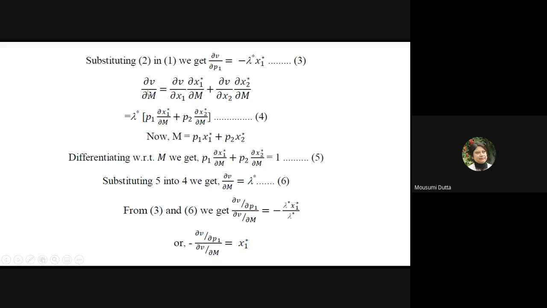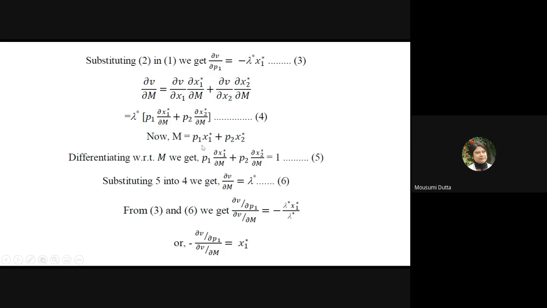Finally, we are taking the derivative of V with respect to M. First, we took the derivative with respect to P1. Now we are taking the derivative with respect to M, applying the chain rule: del V by del x1 into del x1 star by del M, plus del V by del x2 star by del M. Here we replace del V by del x1, that is lambda star P1, and del V by del x2, that is lambda star P2. Using that expression again, we get equation number 4.